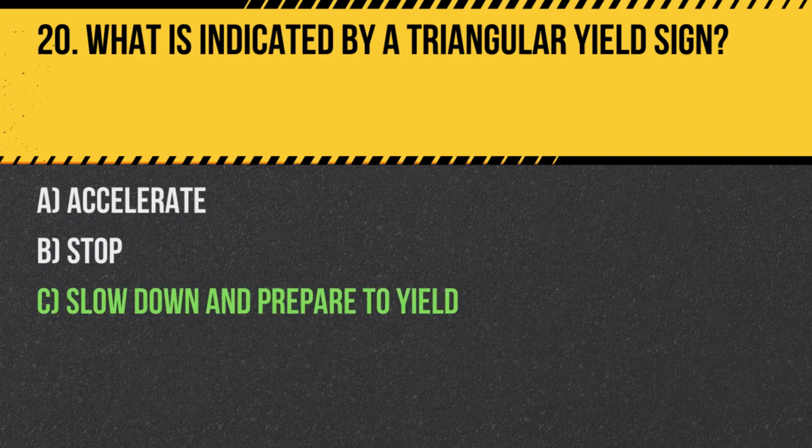Answer. C. Slow down and prepare to yield. A triangular yield sign indicates that you must slow down and yield the right-of-way to vehicles and pedestrians before proceeding.